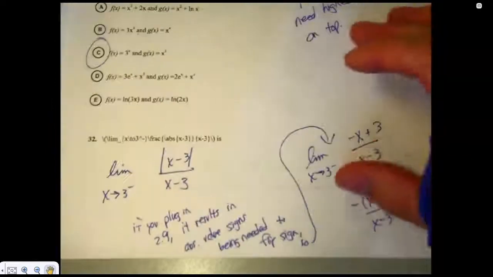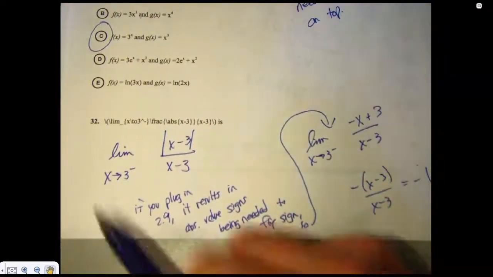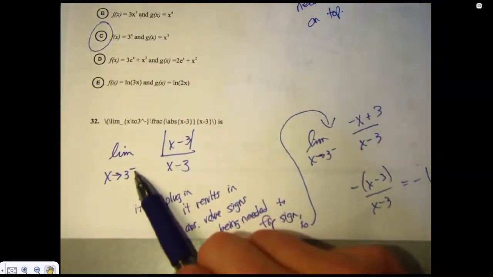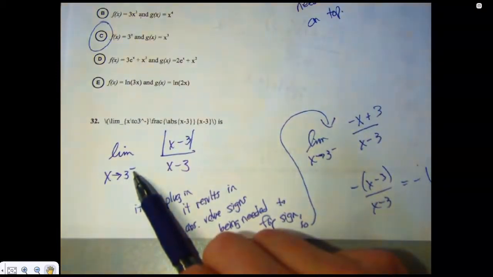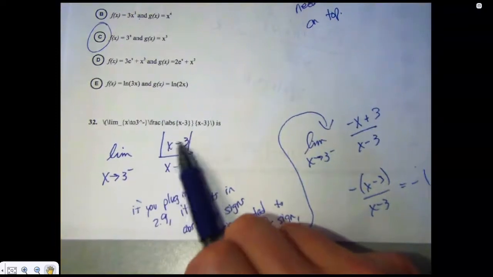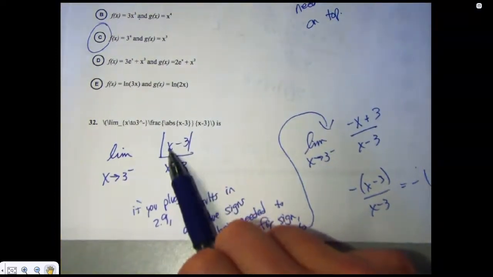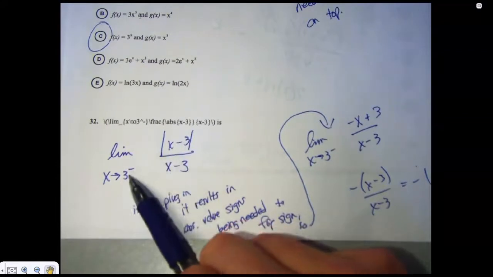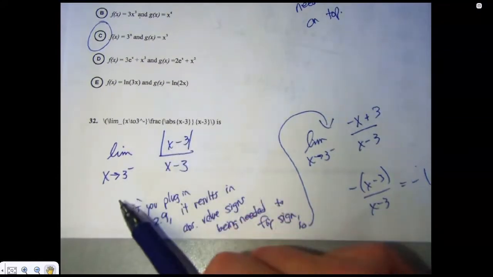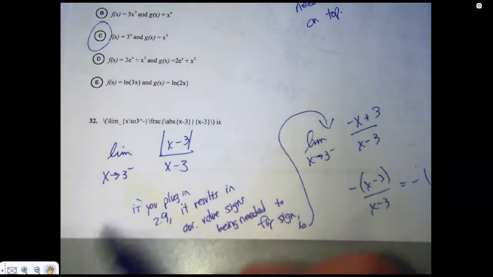32, this is good to review one of those absolute value ones. So they want the limit as x approaches 3 from the left. So the first thing I have to figure out is if I plug in a number just to the left of 3, does that result in me having to change the sign of what's in here or not? So if I plug in like 2.9, 2.9 minus 3 is -0.1. And when I take the absolute value, I do flip the signs.